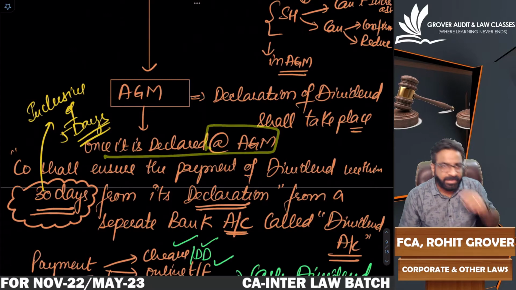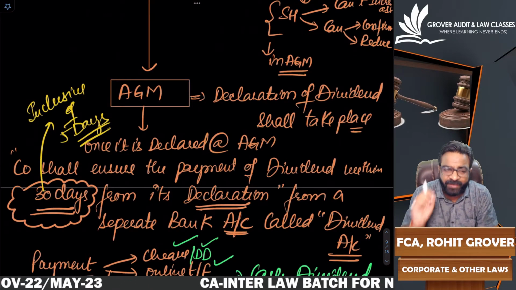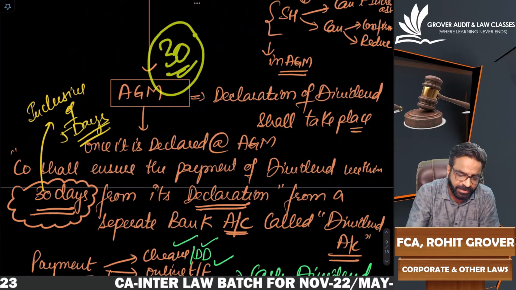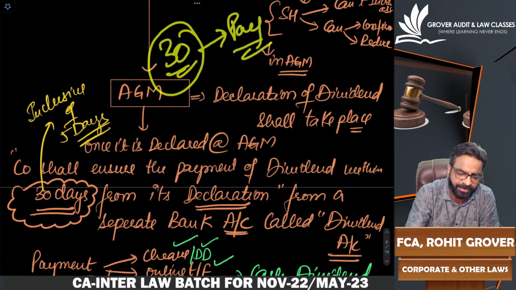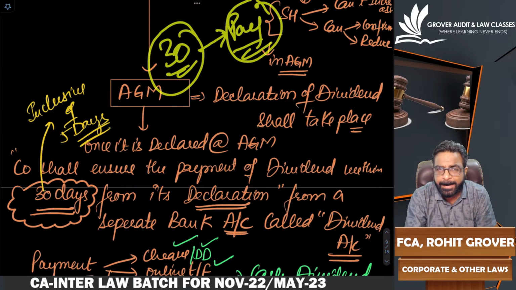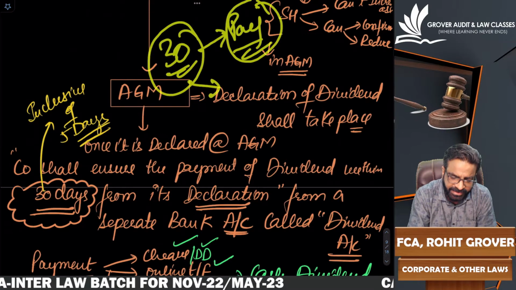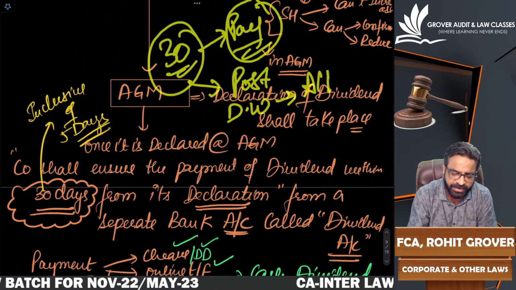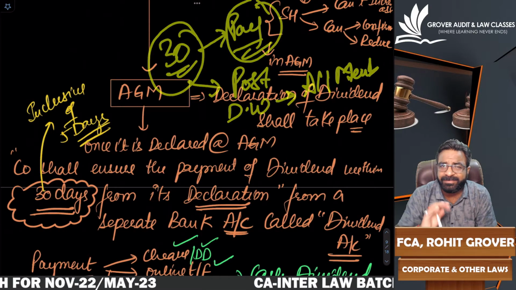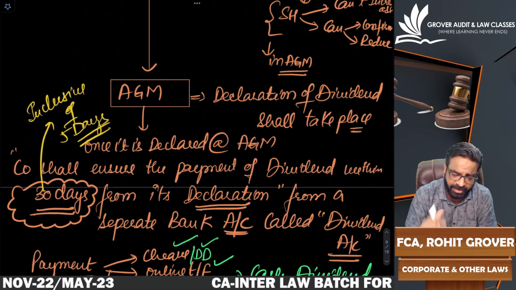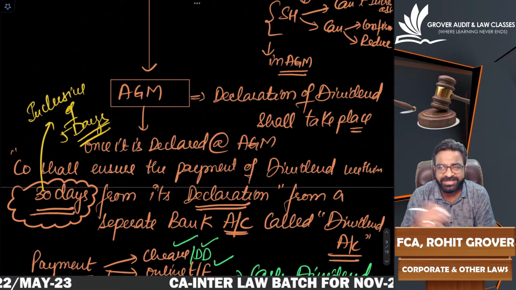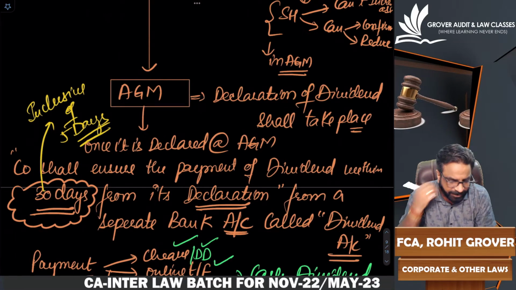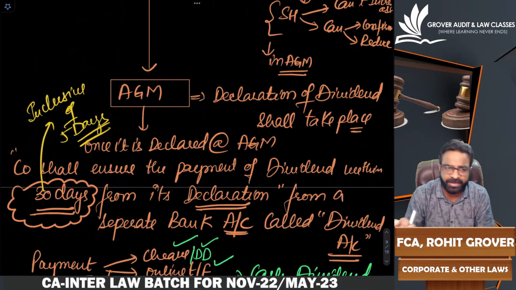Now, listen to this rule, everyone. Once the dividend is declared in the AGM, within 30 days, you have to pay the dividend to all the members. Within how many days you have to pay the dividend? 30 days. And within 30 days, you have to post the dividend warrants to all the members. Are you getting the point? Either you have to pay them directly into their account within 30 days, or you have to post their dividend via cheque to their address within how many days? 30 days.